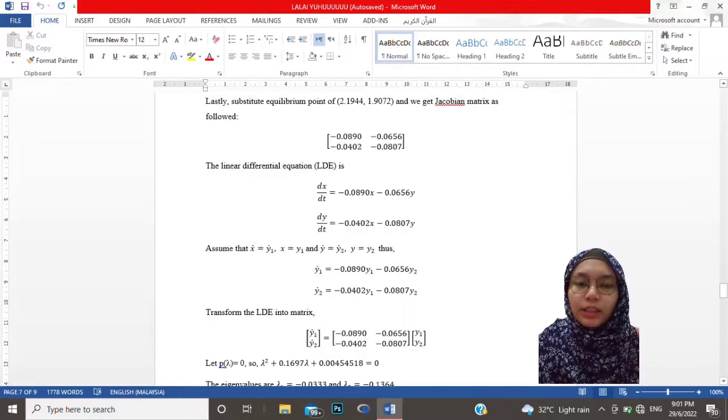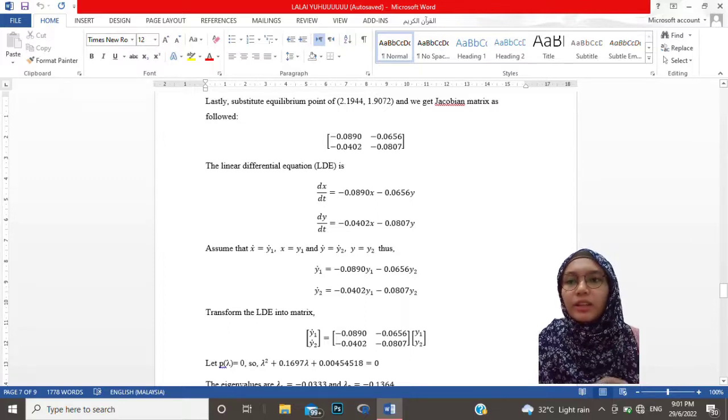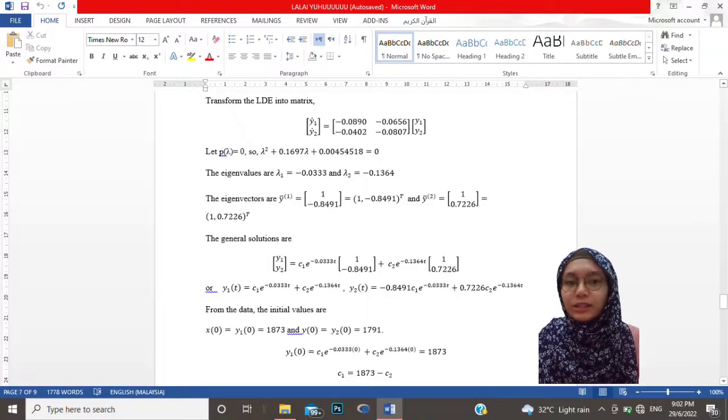Lastly, we substitute the equilibrium point of (2.1944, 1.9072), and we get the Jacobian matrix as follows, and then we get the linear differential equation. Then we assume that x equals y1 and y equals y2, and transform it into a matrix. Then we find the eigenvalues, which are negative 0.0333 and negative 0.136, and then we get the eigenvectors as follows, and then we find the general solution.